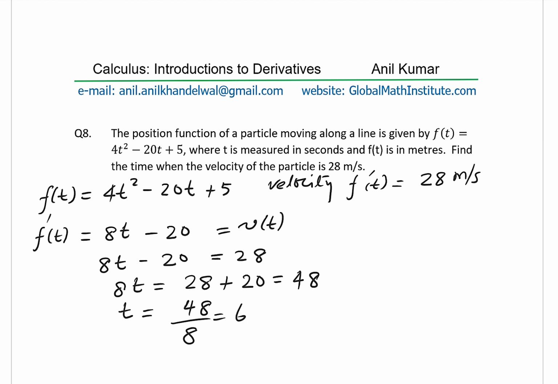So in this case, our answer is at t equals 6 seconds, velocity equals 28 meters per second. Is that clear to you? So that is how we are going to answer this.